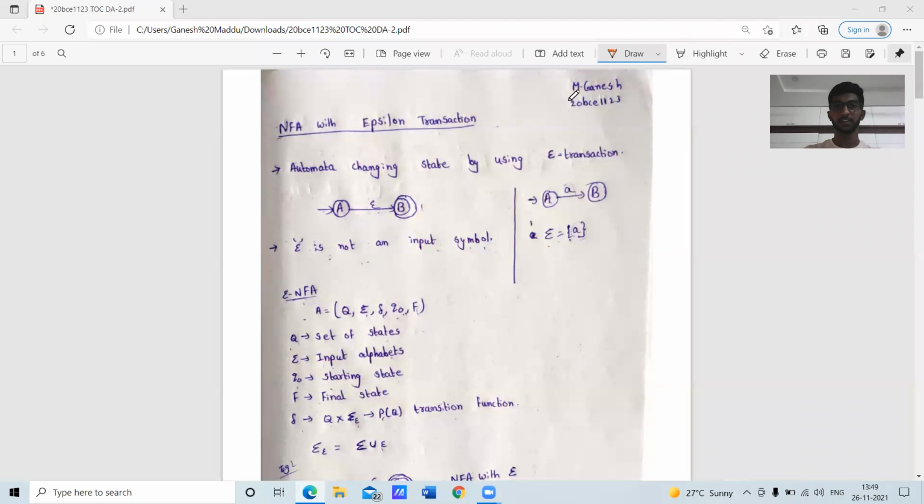Hi, myself Ganesh. Now I am going to explain NFA with epsilon transition and conversion of an epsilon NFA to DFA. Now you will see NFA with epsilon transition.